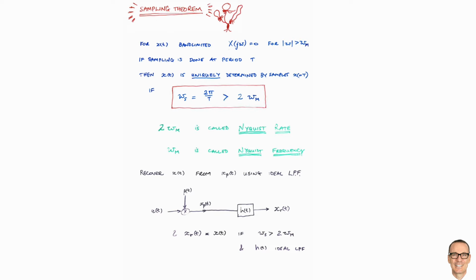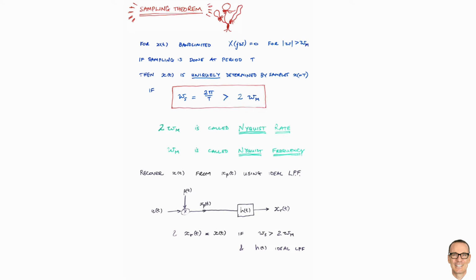Just remember omega m was the maximum frequency component of the signal x(t). So if you sample at more than twice that frequency, if your sampling rate is more than twice that, then you will be able to reverse the process and fully recover the original continuous time waveform. If it's not that fast, then you will not be able to fully recover the original waveform. There will be ambiguities and distortions.